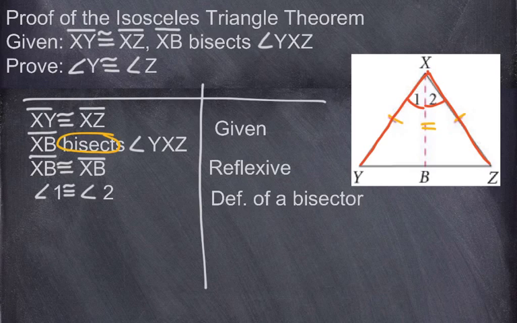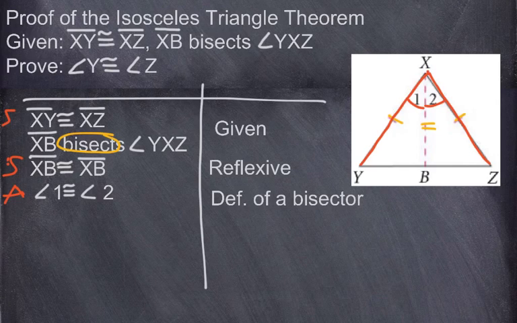Angle 1 is congruent to angle 2. Why? Because that's what a bisector does. That's the definition of a bisector. It bisects something. It cuts something into two congruent parts. I had to shrink down the diagram to make my reason fit. So now notice we have three congruent symbols. We have a side, we have another side, and we have an angle. So the combination of two sides and an angle would be side, angle, side.